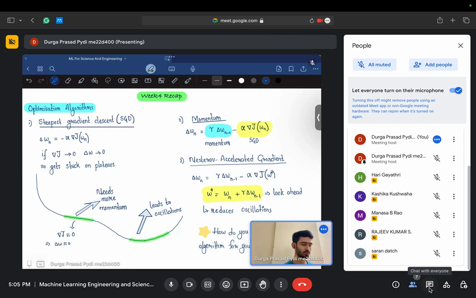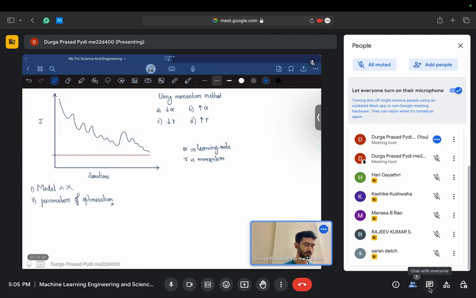So the weight depends on the previous steps. The weightage given to the previous steps is given by gamma, and alpha is the weightage given to the gradient term. So if this is my objective function, what would you do?